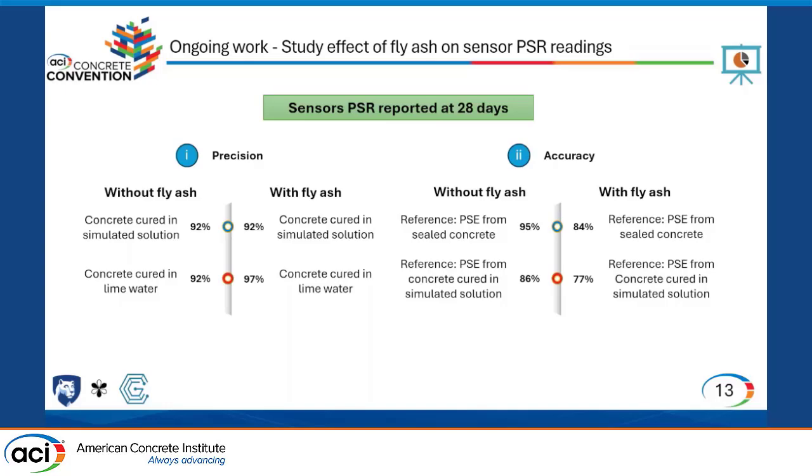However, when it comes to accuracy, if I compare the results at 28 days, with sealed condition it was the highest, at 95%. However, when fly ash was included, the accuracy decreased to 84%. And then, as a reference, when we compared the result with the extraction from concrete cured in simulated pore solution, we've seen that at 28 days the accuracy was 86%, and then it increased with time. So the accuracy decreased. However, we are expecting that at 56 days, when we test the results, the accuracy will also increase for the samples with fly ash.